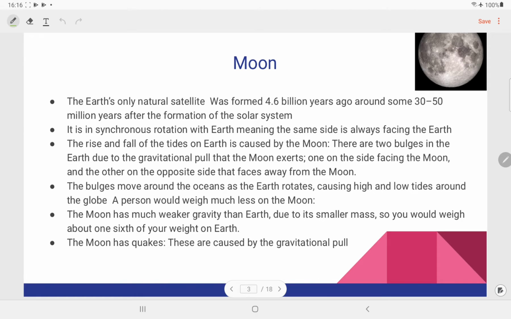So, going on with the moon, it is Earth's only natural satellite. Tell me how many moons Jupiter has. Tell us in the comment section how many moons Jupiter has. And the moon was formed about 4.6 billion years ago, some 30 to 50 million years after the formation of the Earth solar system.